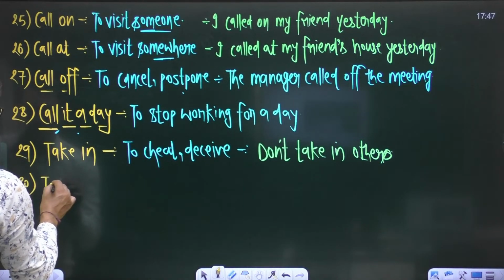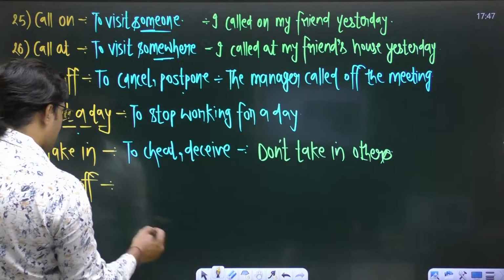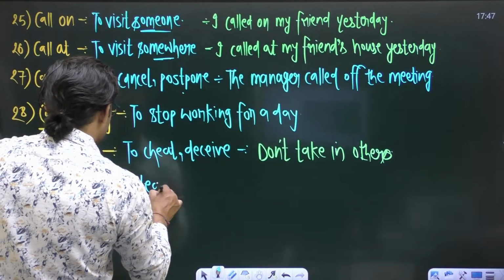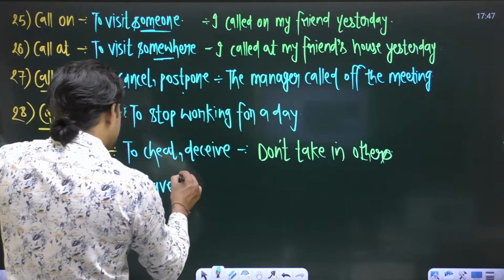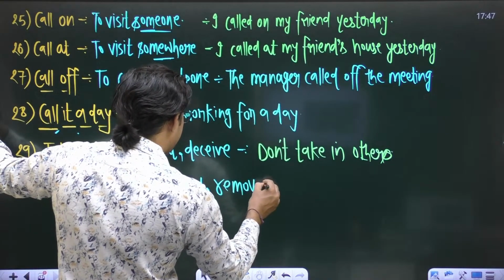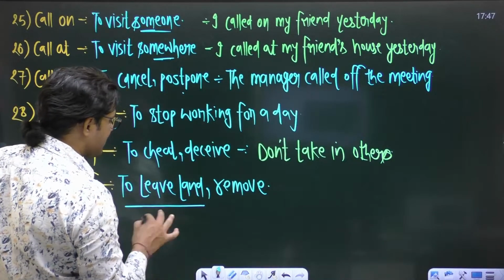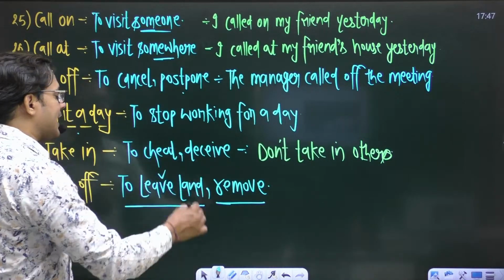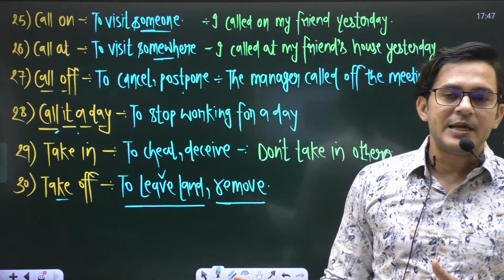Thirtieth is what? Take off. Take off means to leave land. You know, flights usually take off. To leave land, or to remove. This phrasal verb has two different meanings. Take off means to leave land, first meaning, and the second one is to remove. So all flights just take off, means they leave land, right?